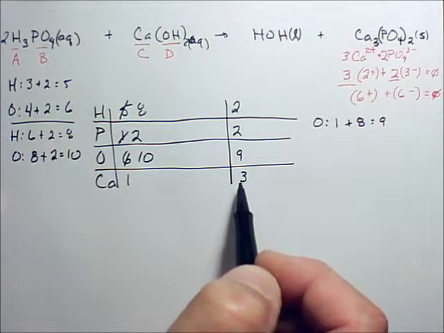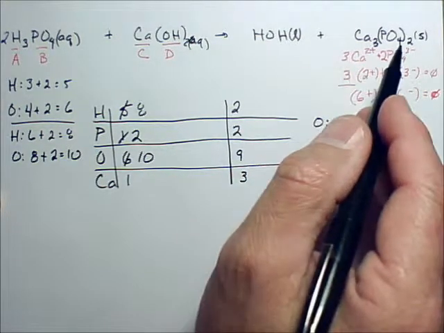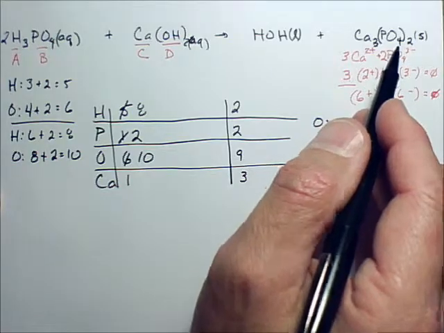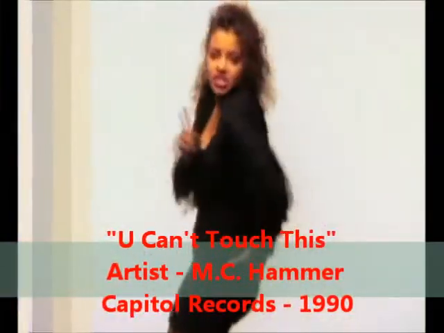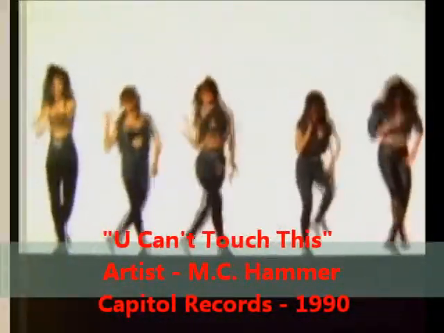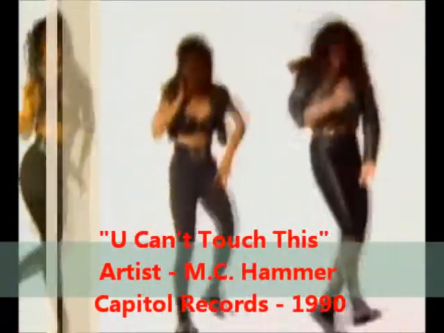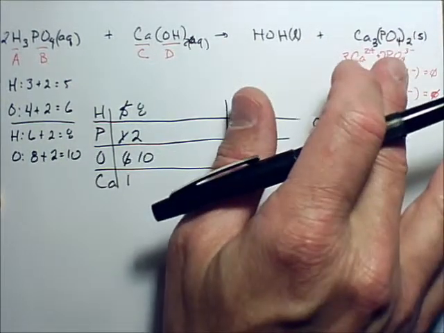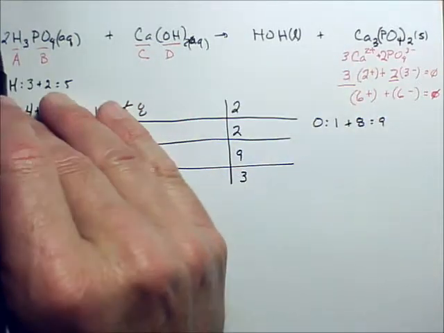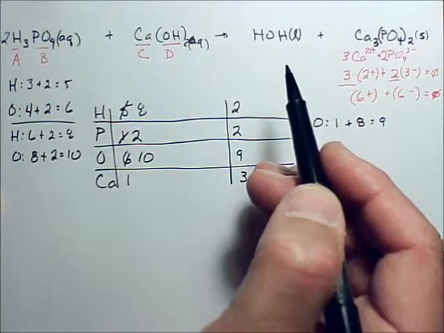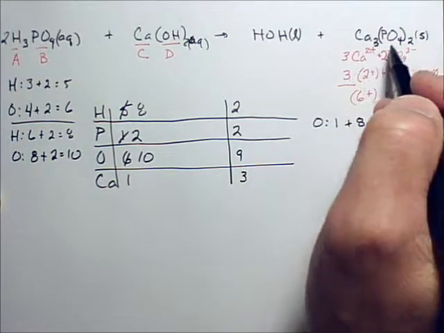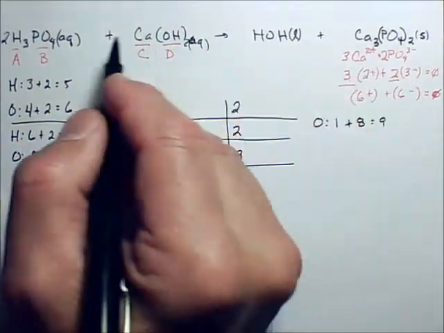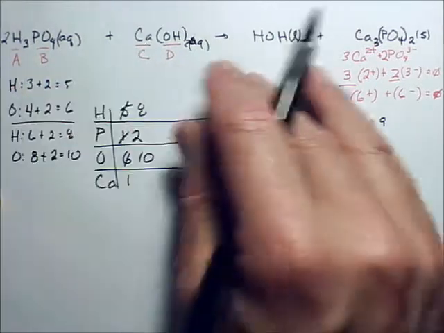Got 3 of them on this side. Remember, once you balance the formula, you cannot touch this. You can't touch this. Once the formula is balanced, leave the formula alone. You balance equations with coefficients, not with changing these subscripts. So I can only use coefficients in front of these species to get the whole thing to be balanced.